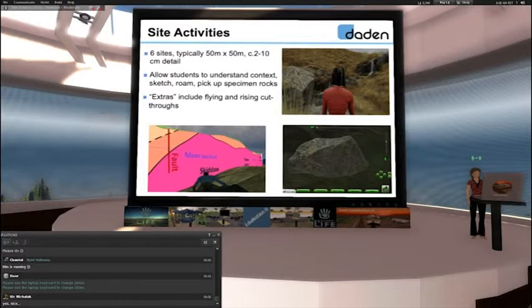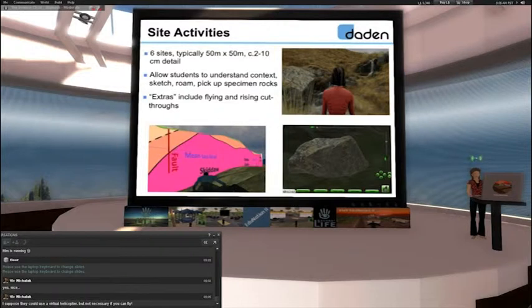Also, the six sites in real life are quite far from one another, but here the students can fly and go across the site. If they've completed the activities on one site, they can go on to the second site. And what we've done is, it is very much a self-learning package.